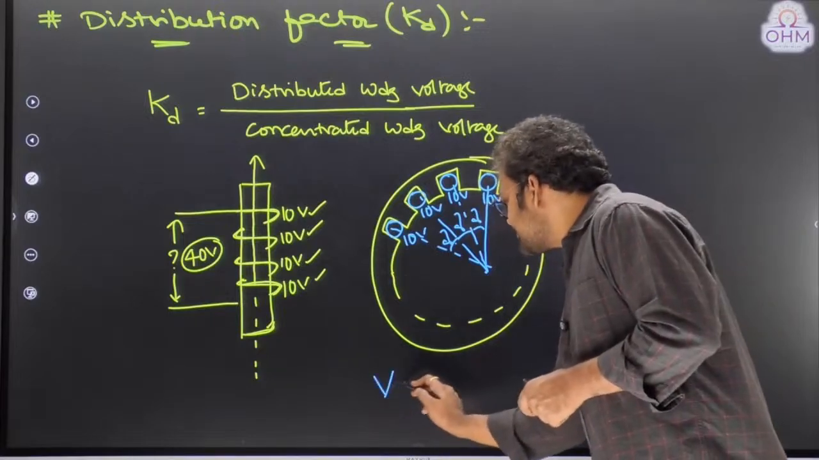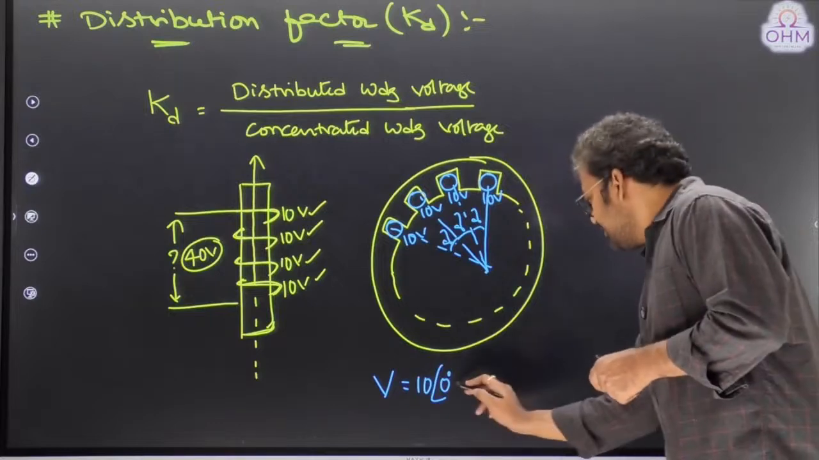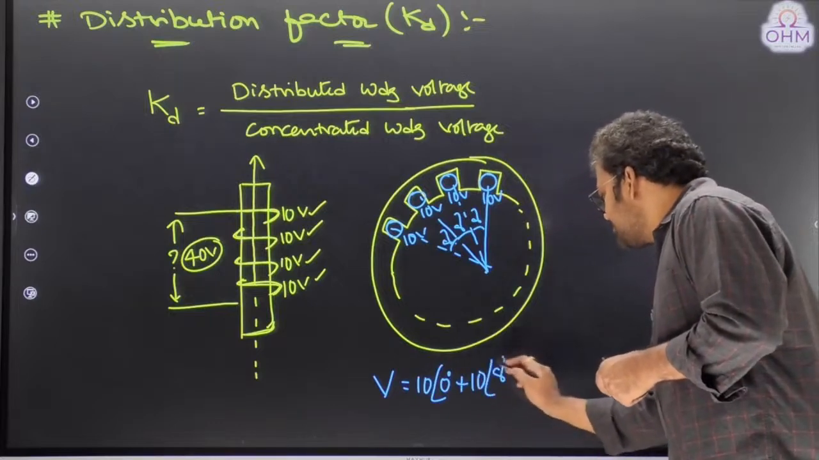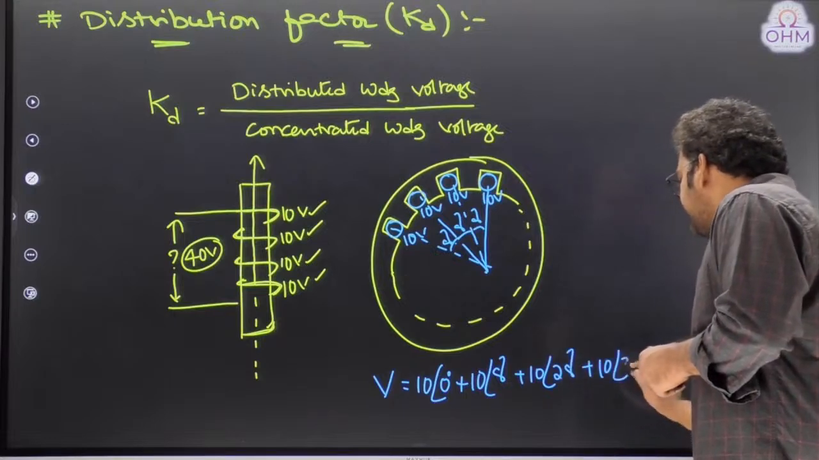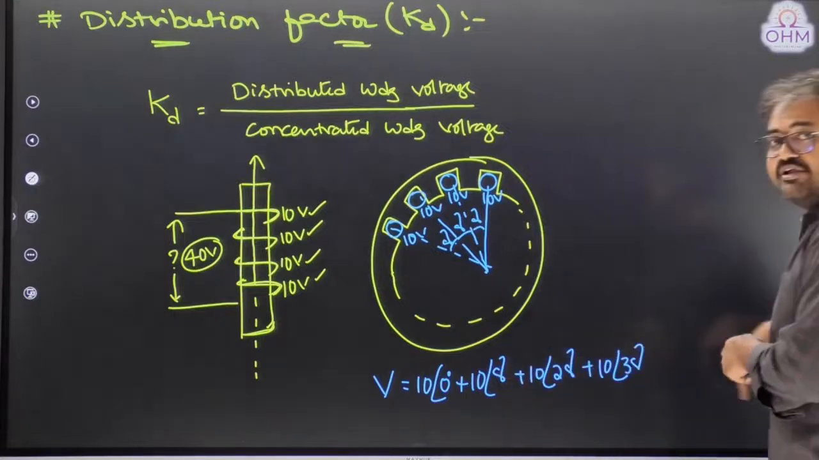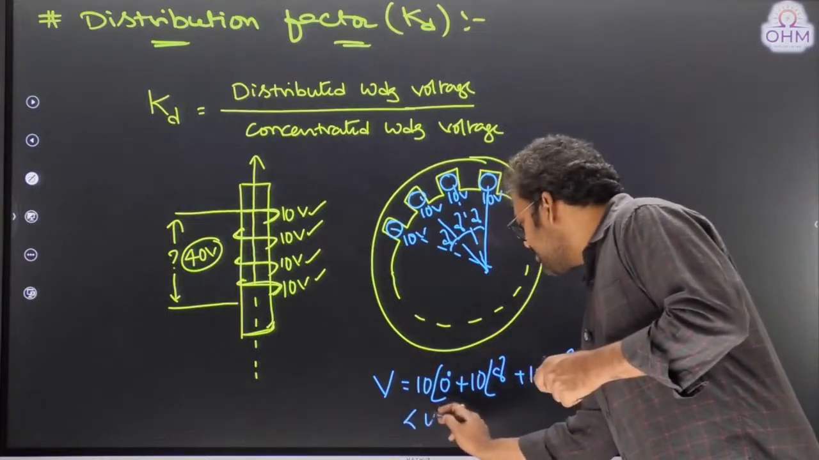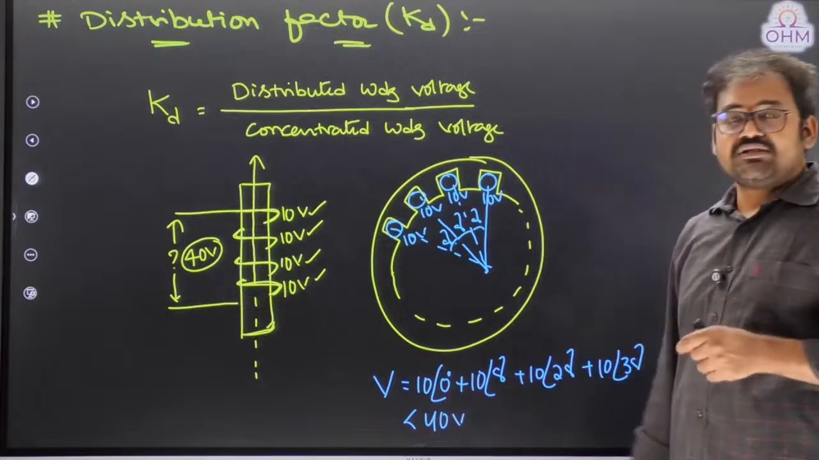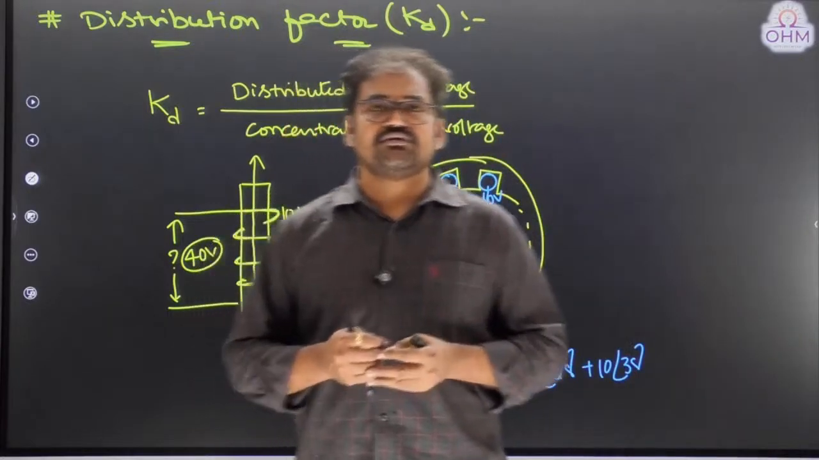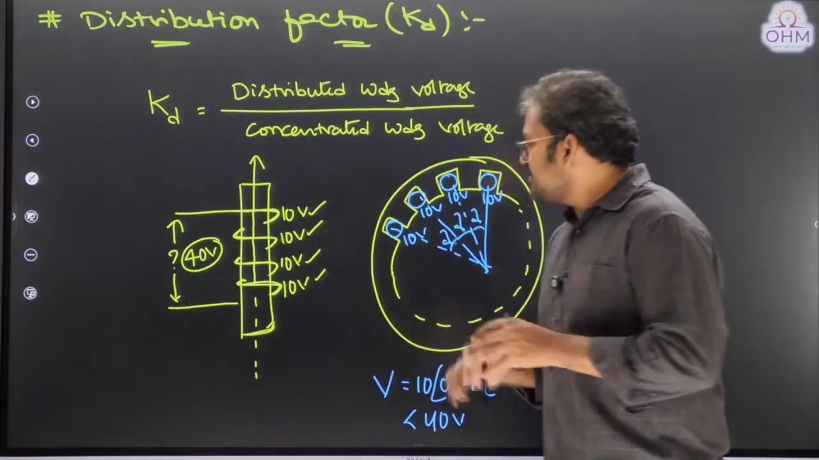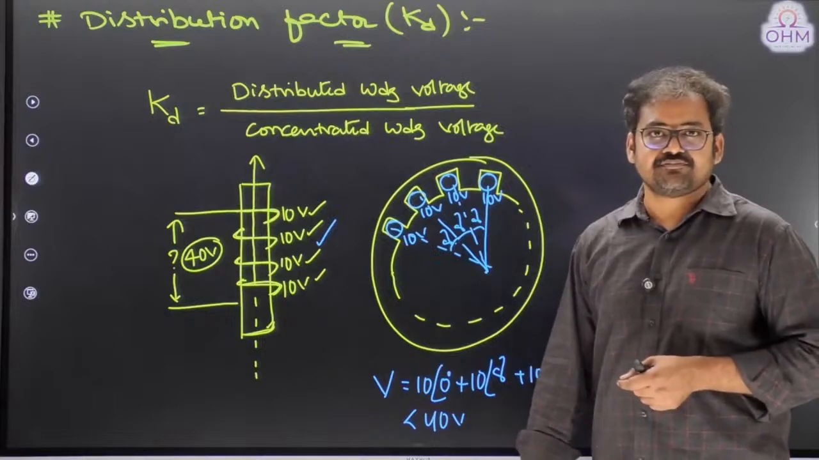So in this case, the resultant voltage is 10 at an angle 0, first slot, 10 at an angle gamma, second slot, 10 at an angle 2 gamma, third slot, 10 at an angle 3 gamma, fourth slot. Like that, the order will continue. And we all know vectorial addition is always less than algebraic addition. This is what distributed winding is. Now, which is easy to calculate? Can I say the easy calculation is always the concentrated winding voltage, which is just algebraic summation.